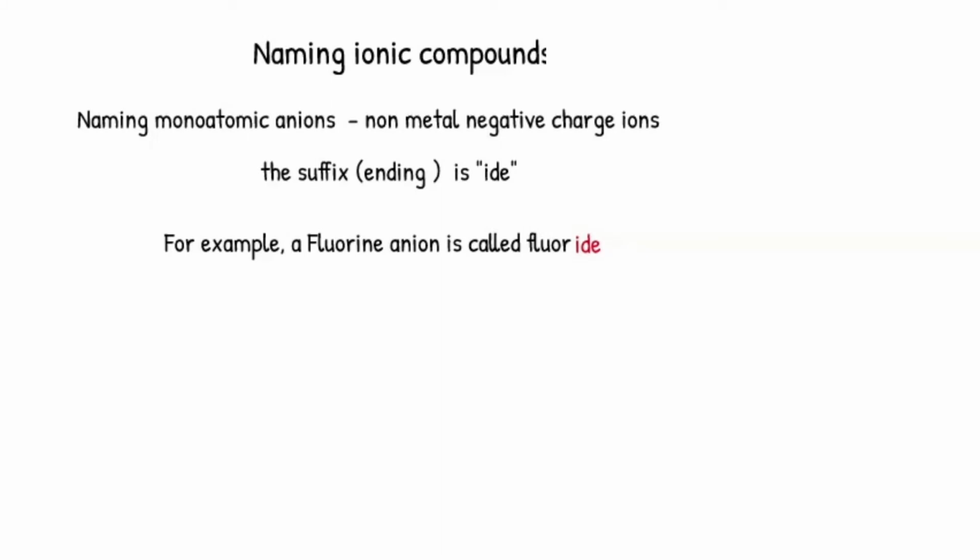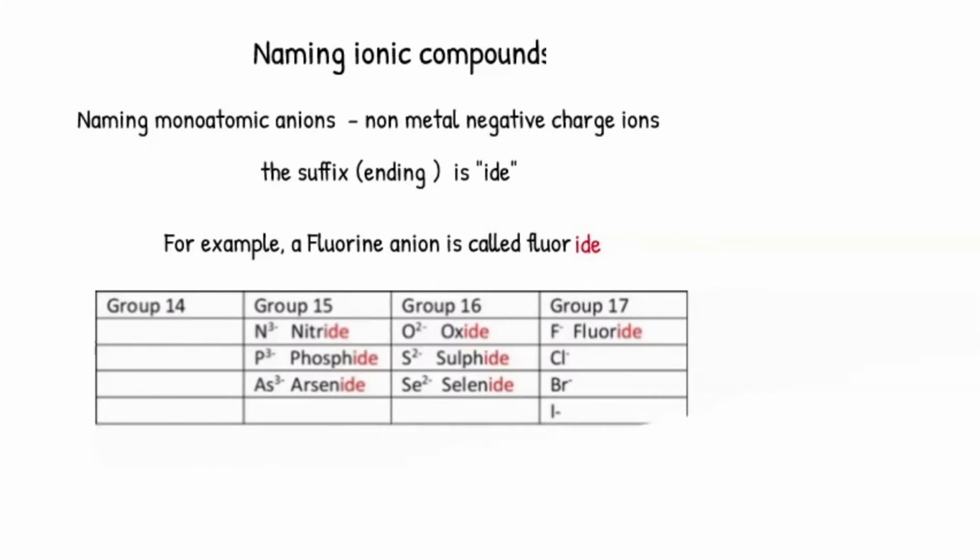Here is a table of the different types of anions from the different groups. Group 15, nitrogen, phosphorus, arsenic. These have the names nitride, phosphide, arsenide. Group 16 is oxygen, sulfur, selenium: oxide, sulfide, and selenide. Group 17: fluoride, chloride, bromide, iodide.